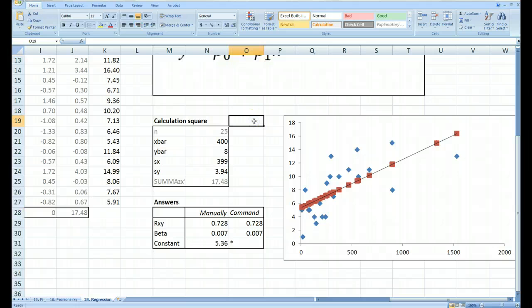So have some fun with this. Try changing the values of your own and see how that can change your regression line. Try changing the values of the beta coefficient and the constant. You never know what happens. That's how you learn statistics.